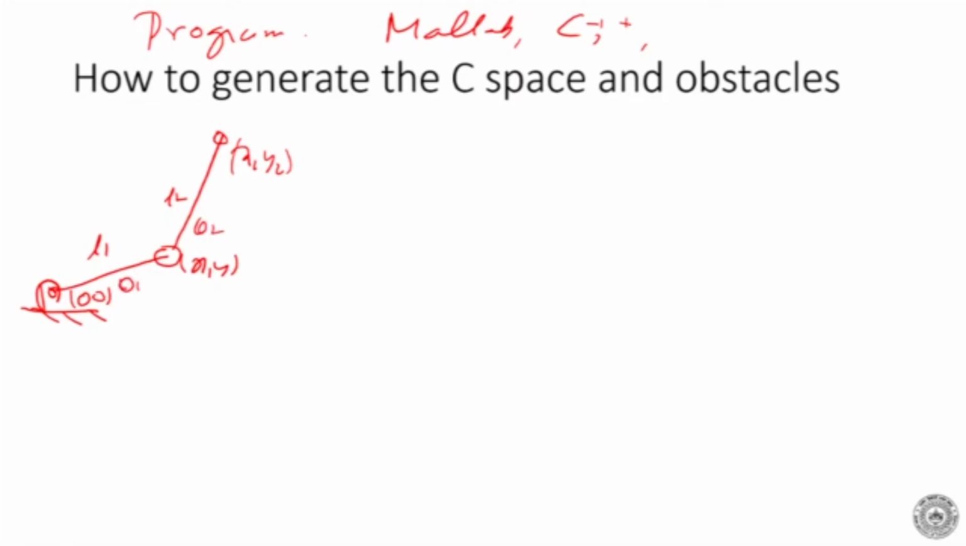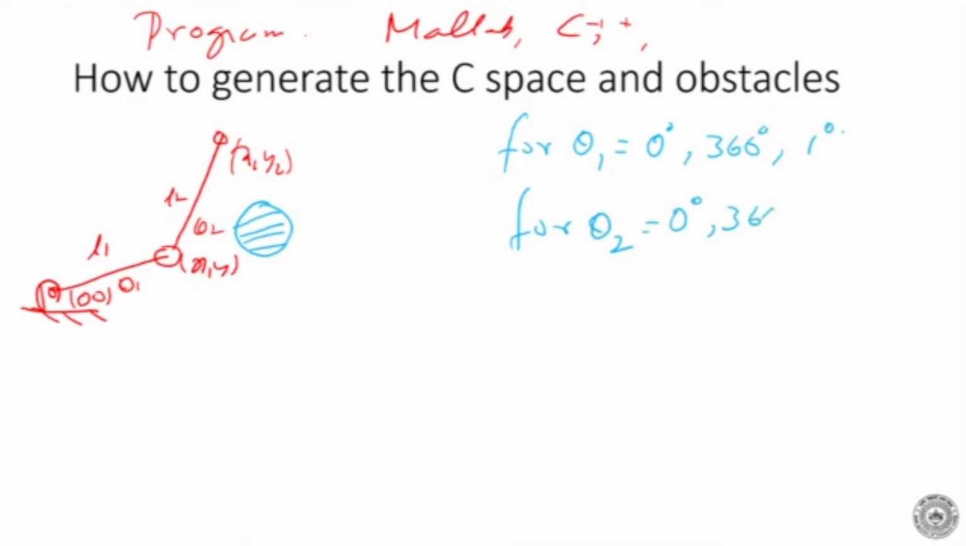Suppose there is an obstacle. Basically, what we are doing is running two for loops. I have one for loop taking theta 1 from 0 degrees to 360 degrees in intervals of 1 degree, and one more for loop taking theta 2 from 0 degrees to 360 degrees, at intervals of 1 degree.